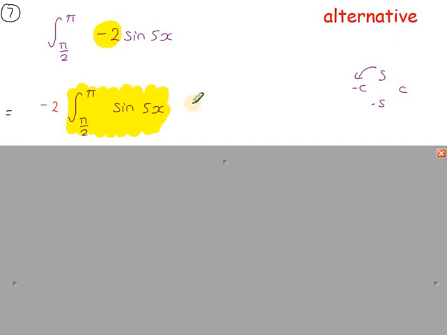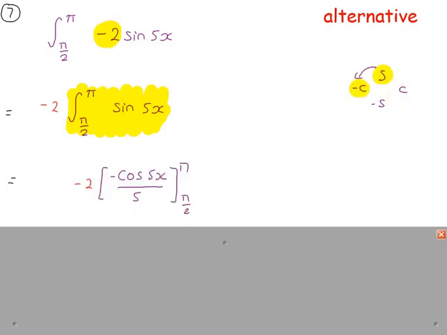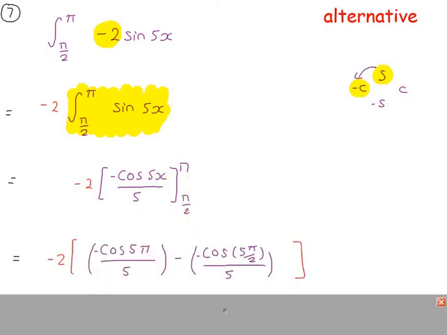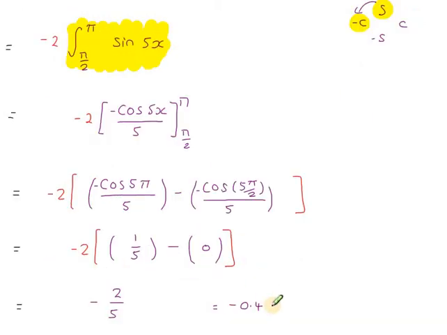So this is positive sine. So I'm going from here to here. So integrating sine 5x gives minus cos 5x, then divide by the coefficient of x, substitute the limits in, simplify, same answer as before. I've multiplied by minus 2 right here, final step.